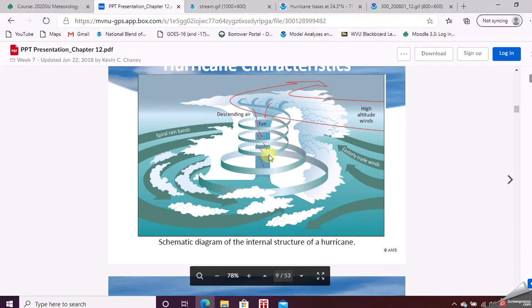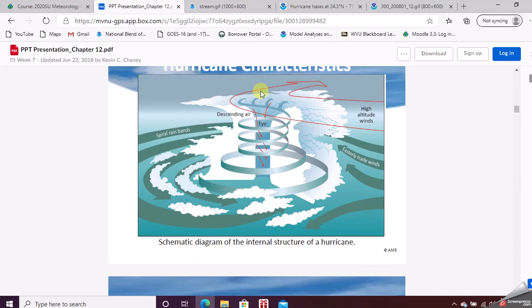Hurricanes typically have an eye. They may not get it until later on in the process, but they typically have some type of an eye. The eye is where the air is descending. There's a tremendous amount of wind blowing upwards in a hurricane, and that wind then gets picked up above it by a high pressure.